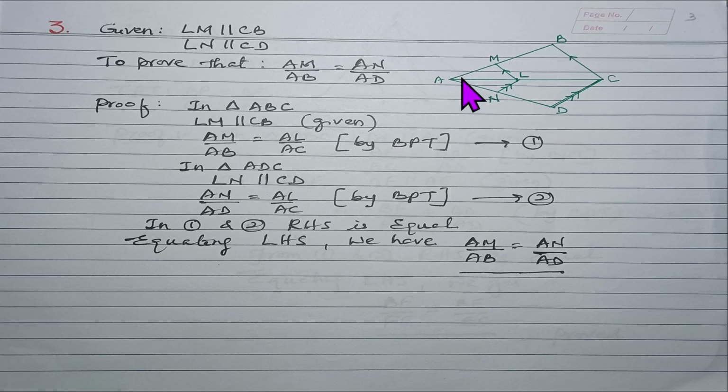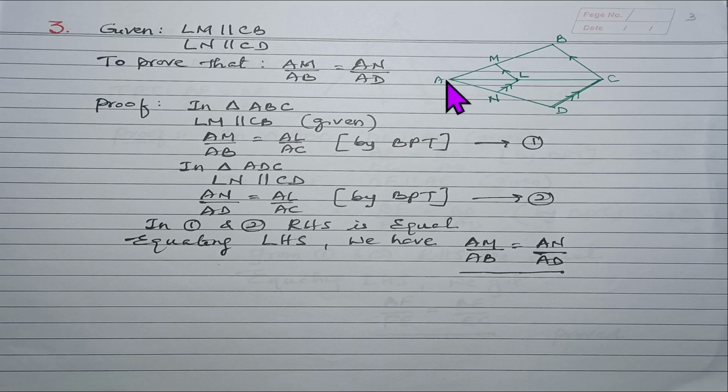In a triangle ABC, LM is parallel to CB. If LM is parallel to CB as it is given to us, then AM upon AB is equal to AL upon AC by BPT.